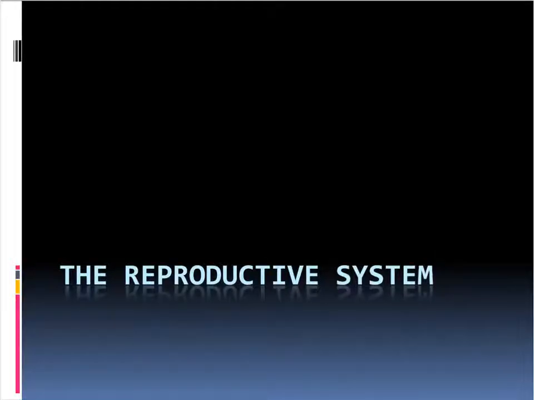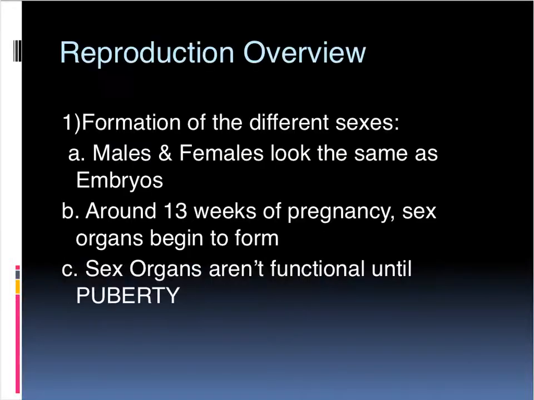Now we're going to begin the reproductive system. This is a reproductive overview. Number one, we have the formation of different sexes. A, males and females look the same as embryos. B, around 13 weeks of pregnancy, sex organs begin to form. C, sex organs aren't functional until puberty.